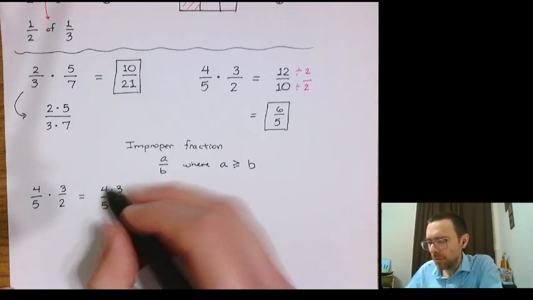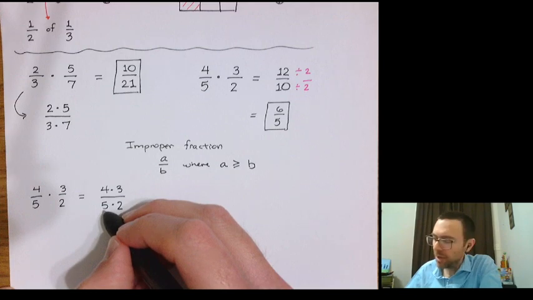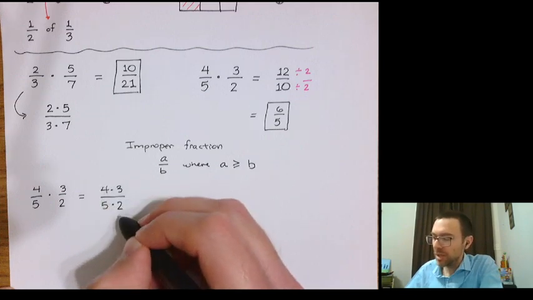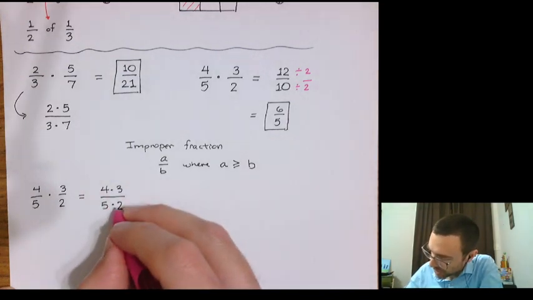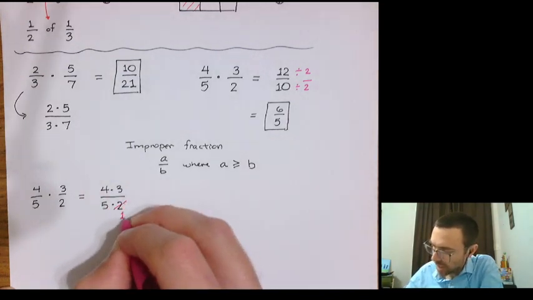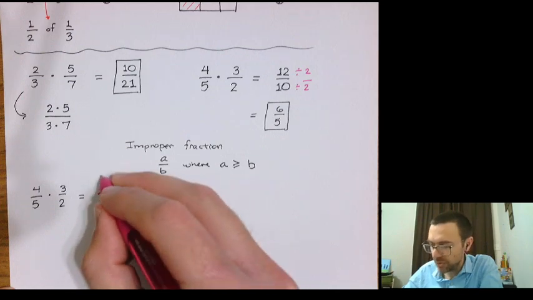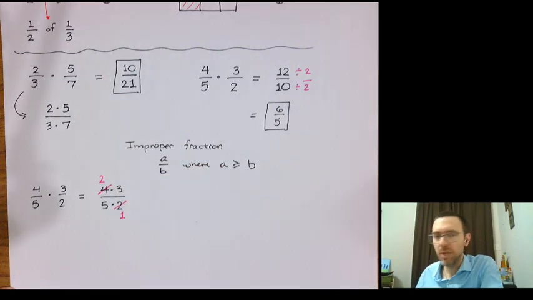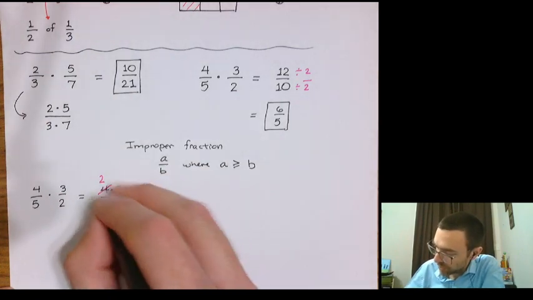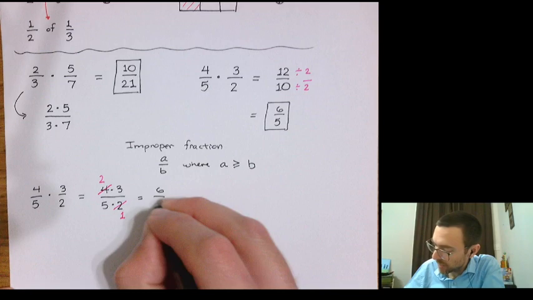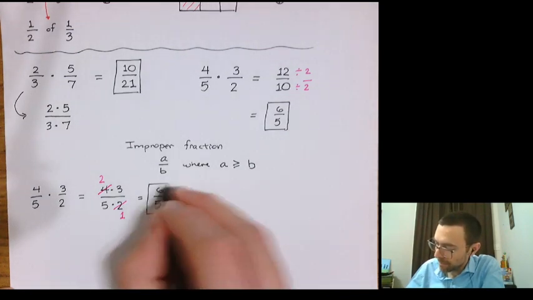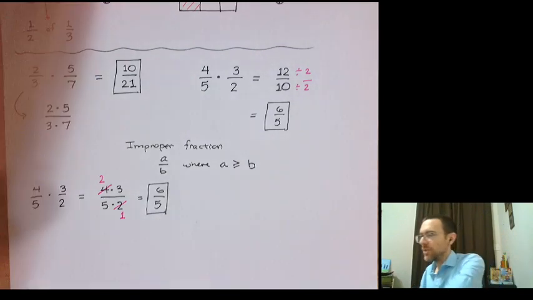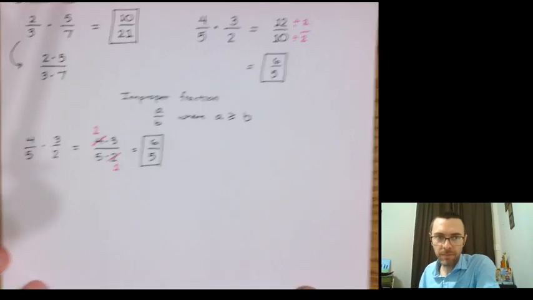But what about 4? 4 has nothing in common with the 5, but it does have something in common with the 2. In fact, they have a common factor of 2. So what we can do is divide the 2 by 2 to give us 1. We divide 4 by the same value of 2 to get 2. And so you've effectively reduced out the common factor of 2, and we are left with 2 times 3, which is 6, over 5 times 1, which is 5. Still get the same answer.